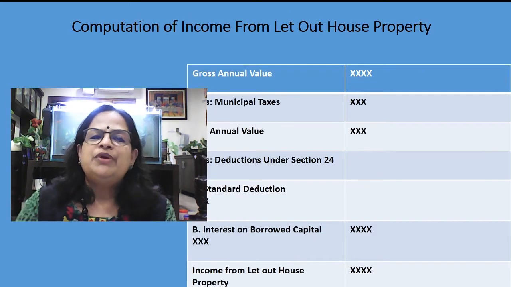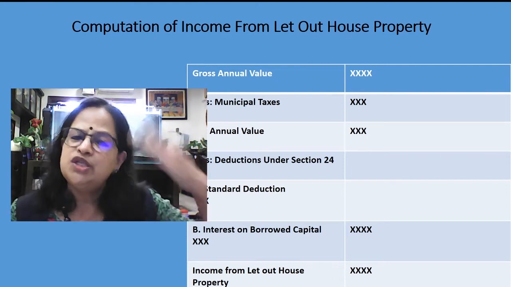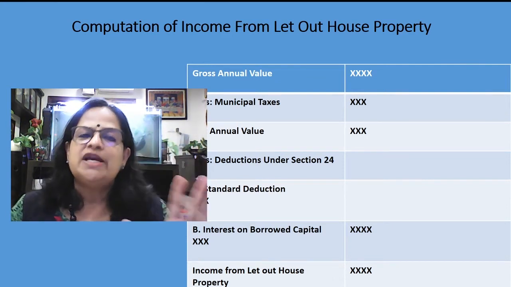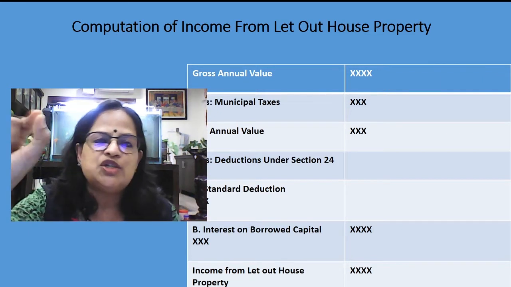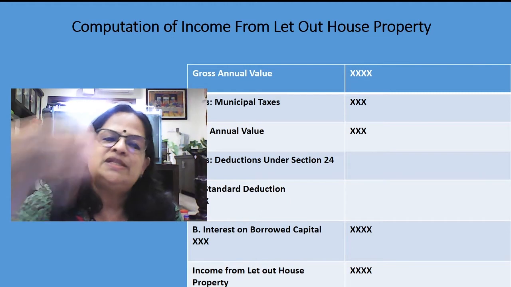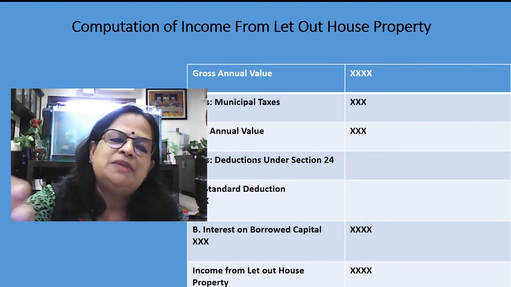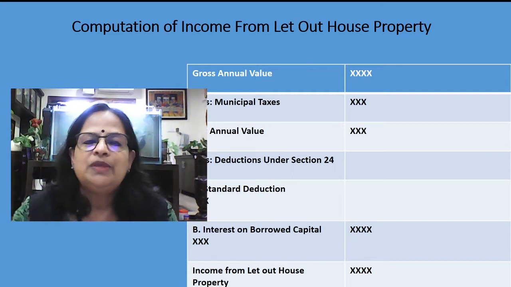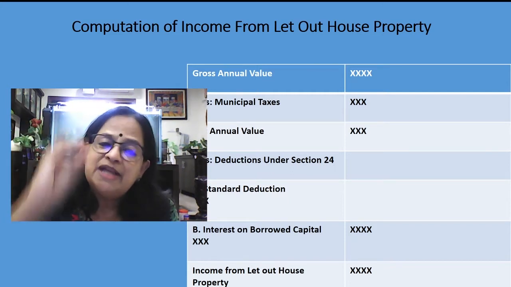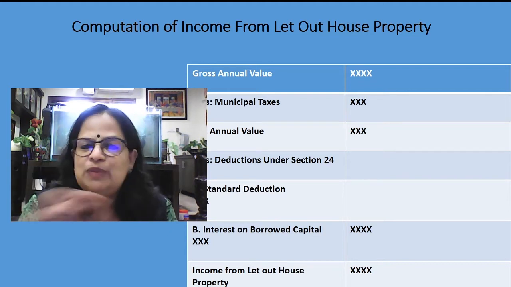Now computation of income from let out house property and the self-occupied house property. These two computations. So gross annual value. So now previous slide I showed you how you calculate gross annual value. Now less municipal taxes. This will be there in the problem. So from gross annual value, when you reduce municipal taxes, you will get net annual value. Now you have to remember deductions are allowed in house property only under section 24. I am going to explain in detail.